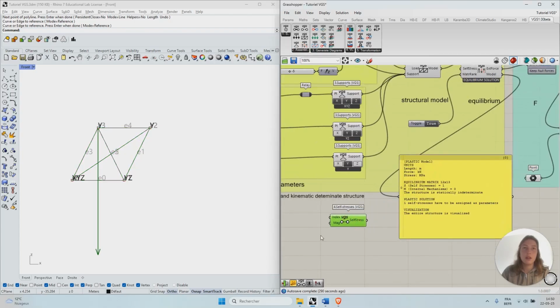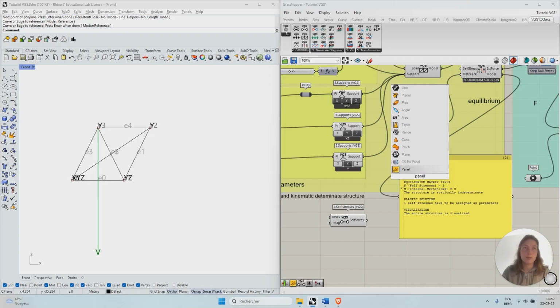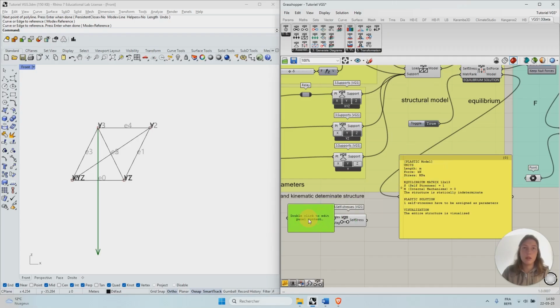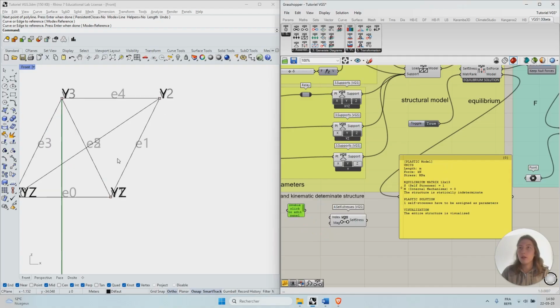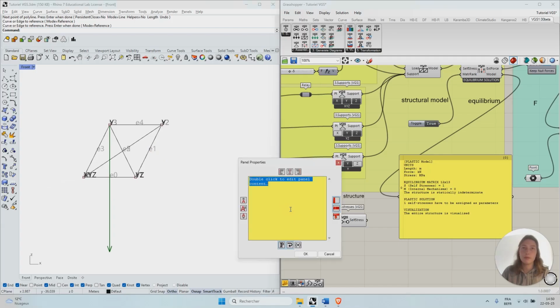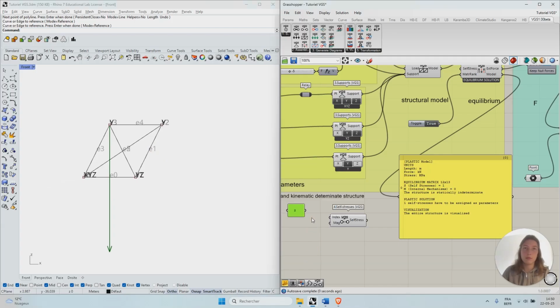We see that we still need to give 2 pieces of information. The first one is the index, to indicate on which bar we are going to put the imposed force. So I create a panel, and in this case, I want to put the force on this diagonal bar, so number 2. And I connect it to the self-stress component.